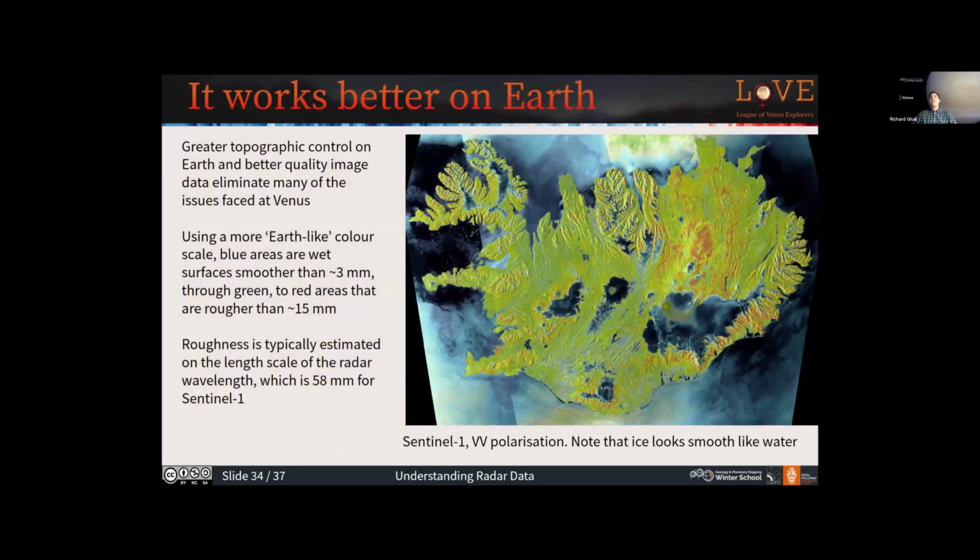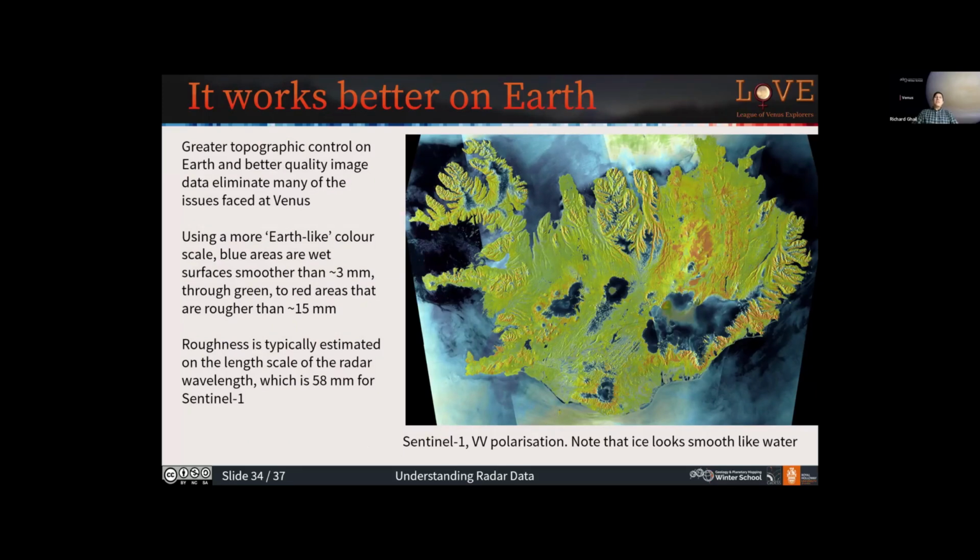It works perfectly on the Earth because our radars are much more controlled. So this Sentinel set of images from Iceland, they're exactly the same incidence angle from opposite directions, or almost opposite directions. And so the effect works beautifully. So you can see what it looks like.